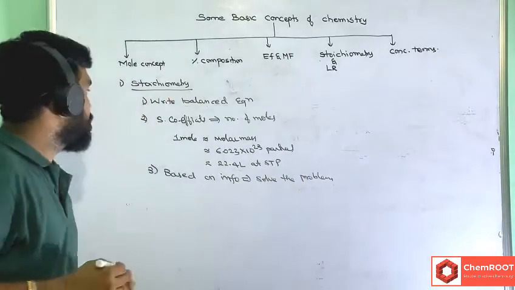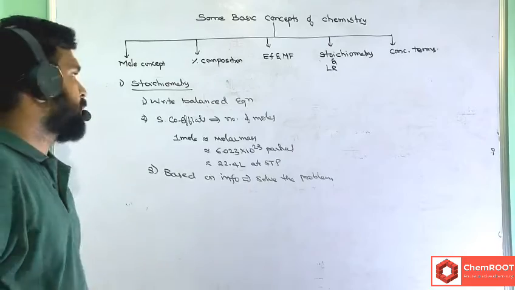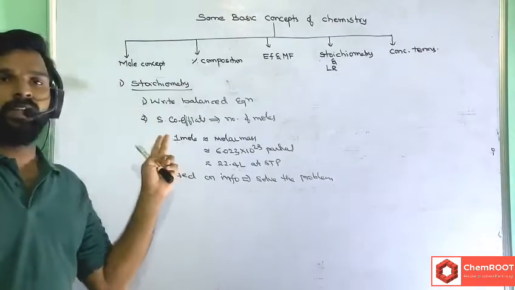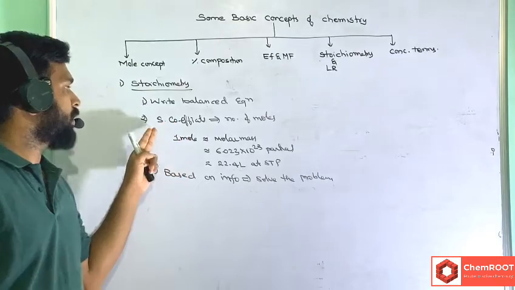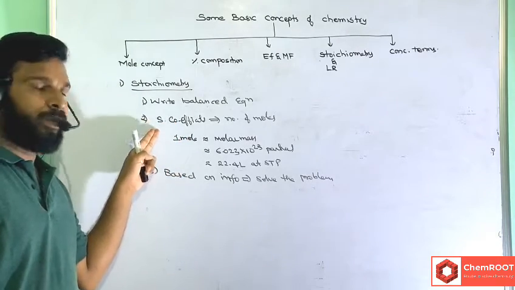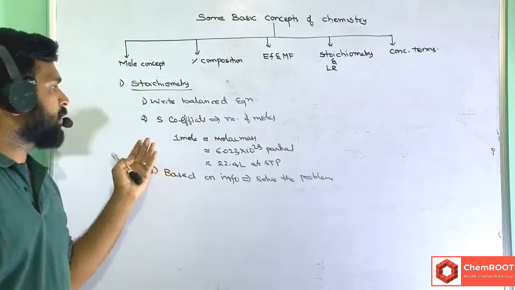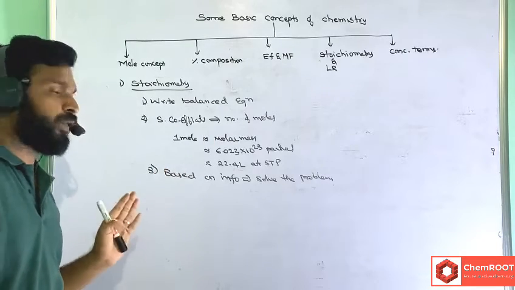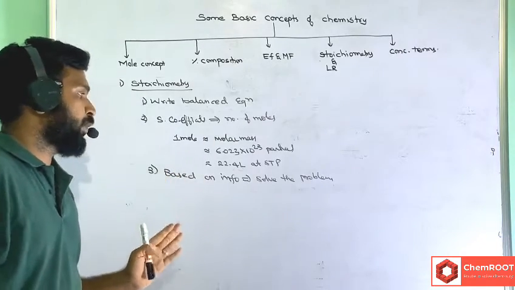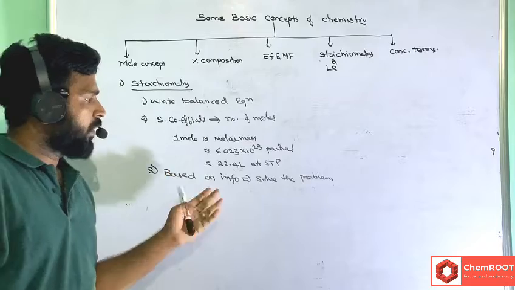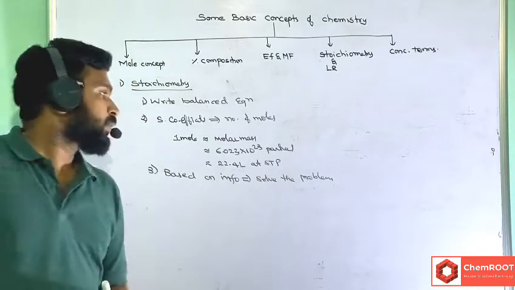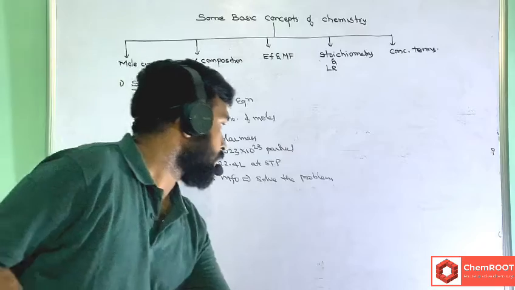Based on the information, you have to solve the problem. That is a basic concept we have to use: write the balanced equation, and the stoichiometric coefficients are considered as a number of moles. 1 mole equals molar mass, or 6.023 × 10^23 particles, or 22.4 liters at STP. Based on the info given in the problem, solve the question.